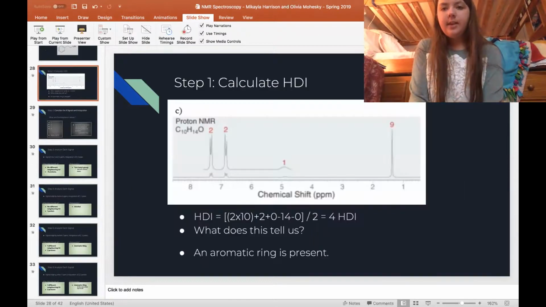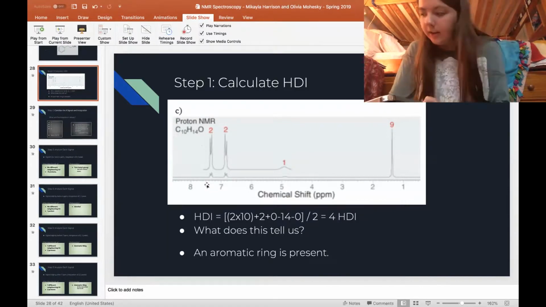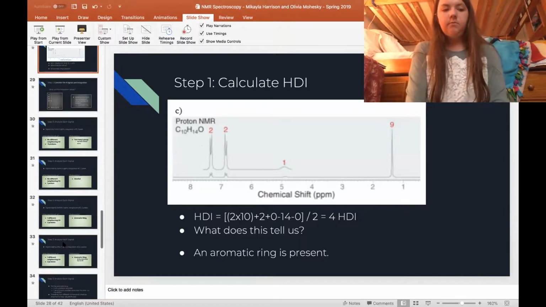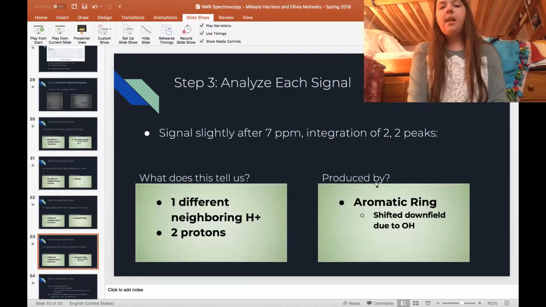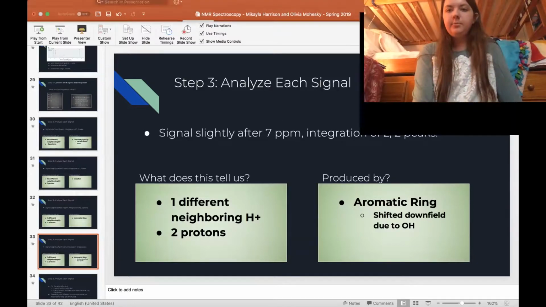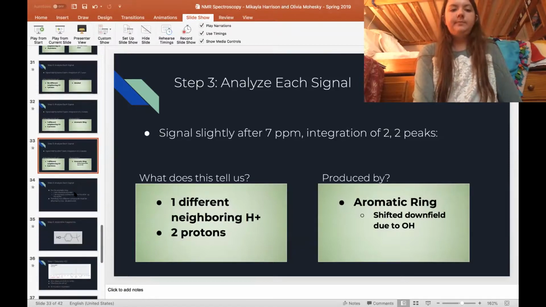So then the last one that we have is this signal right here, which is also in the aromatic region. It's above 7, probably like 7.3 or something like that. And it looks like it's also a doublet and that it has 2 hydrogens. So we analyze that last signal. Again, it shows that it's in the aromatic region, but it only has 2 protons and 1 neighboring hydrogen present, making that part of the aromatic ring.